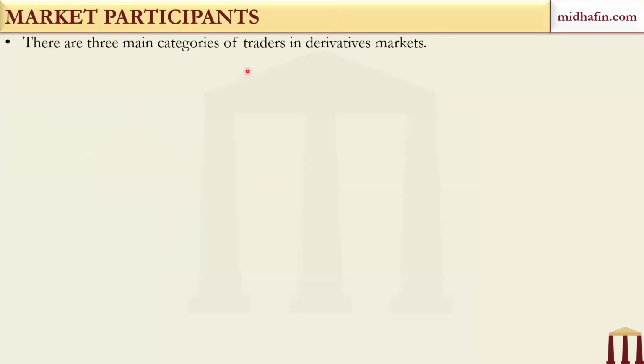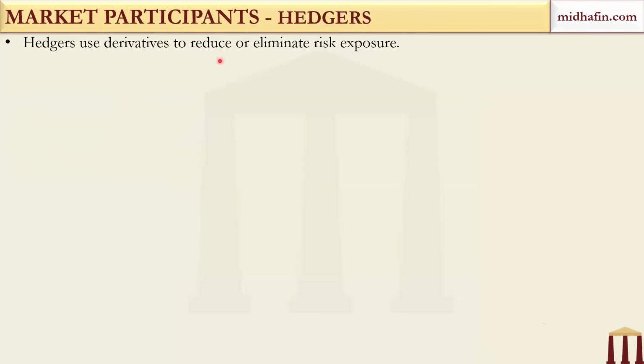Now, there are three main categories of traders in the derivatives market. You have hedgers, you have speculators, and you have arbitrageurs. Hedgers use derivatives to reduce or eliminate risk exposure. So let's take an example. Let's say you have a US treasurer A. It's a very similar example to the one we started with earlier for the forward contract. Now, maybe we can use options to illustrate the same concept, the concern and how the treasurer should try to hedge.